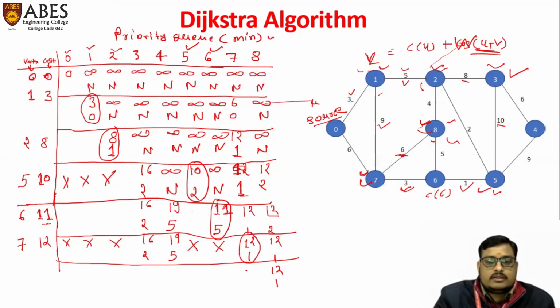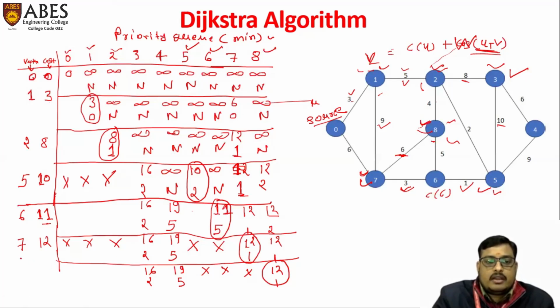And this is already removed from this. It is also removed. This is also removed. And any other is not adjacent. 3 and 4 are not adjacent to 6. So we'll just copy this 16, 2 and 19, 5. So again here we will extract the min, that is 12, and the vertex is this 8.